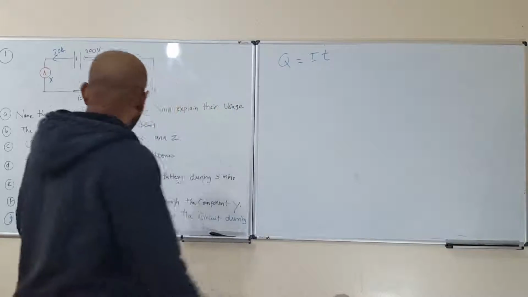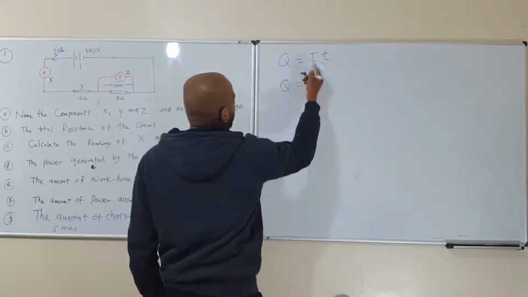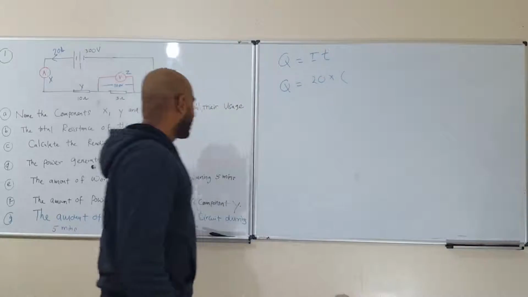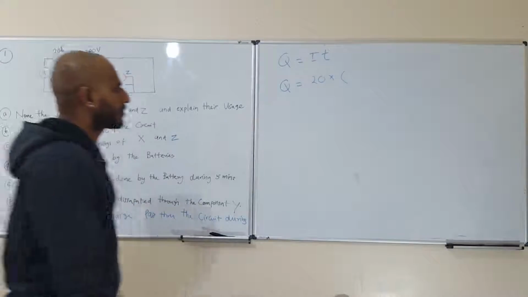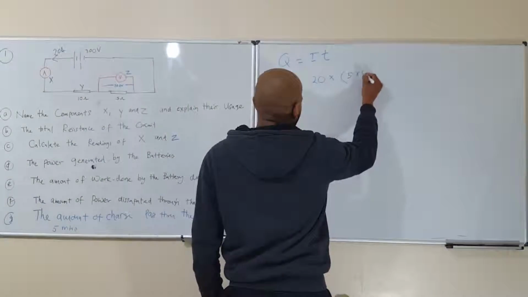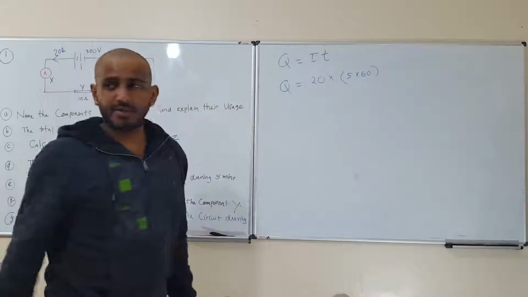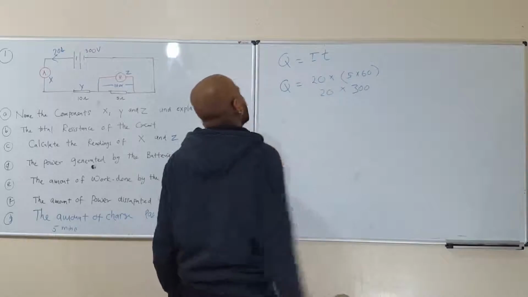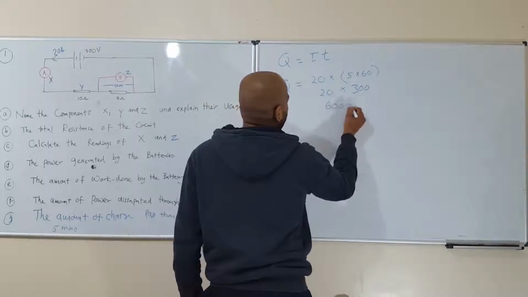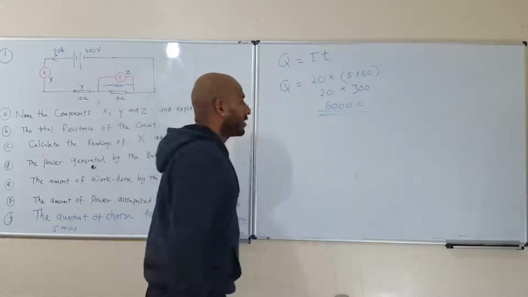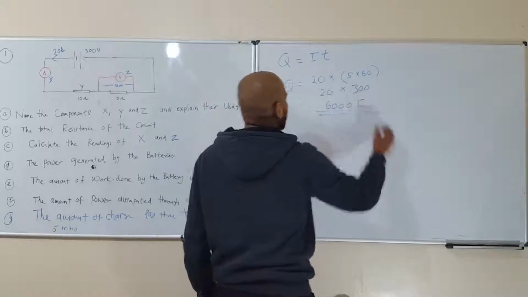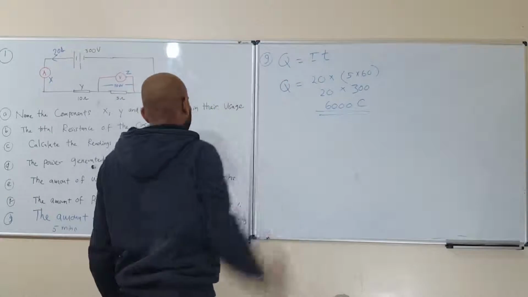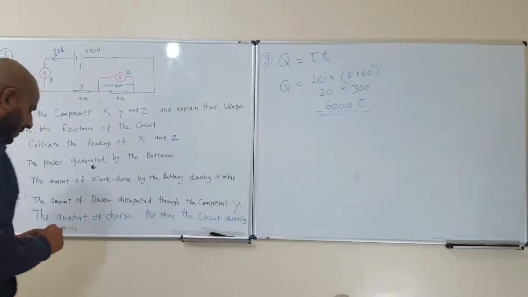Q is the amount of charge. I is the current, we know it's 20 amperes. Time is again 5 minutes, so 5 times 60, 300 seconds, times 20. That gives 6,000 coulombs. That's it. In coulombs, keep that in your mind.